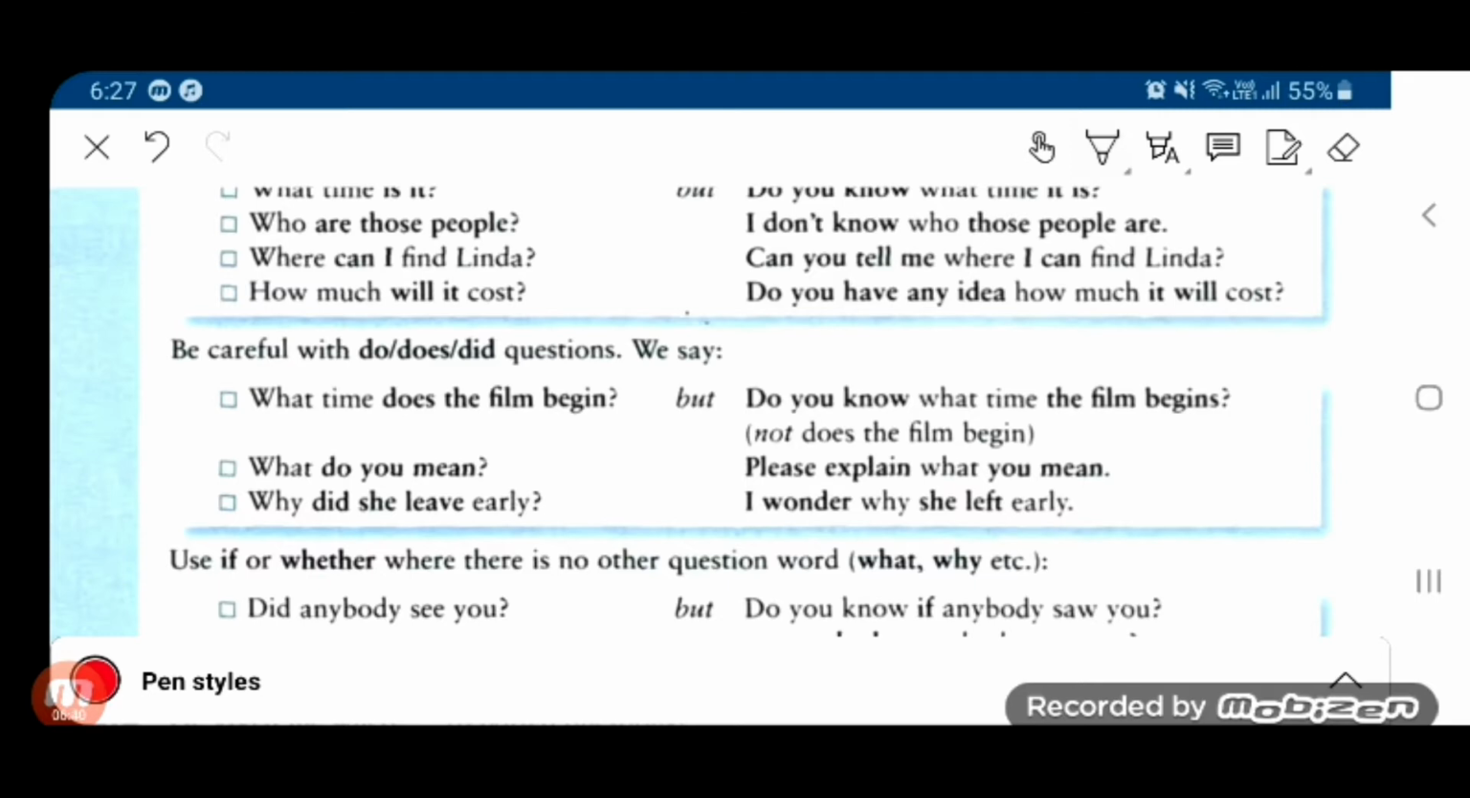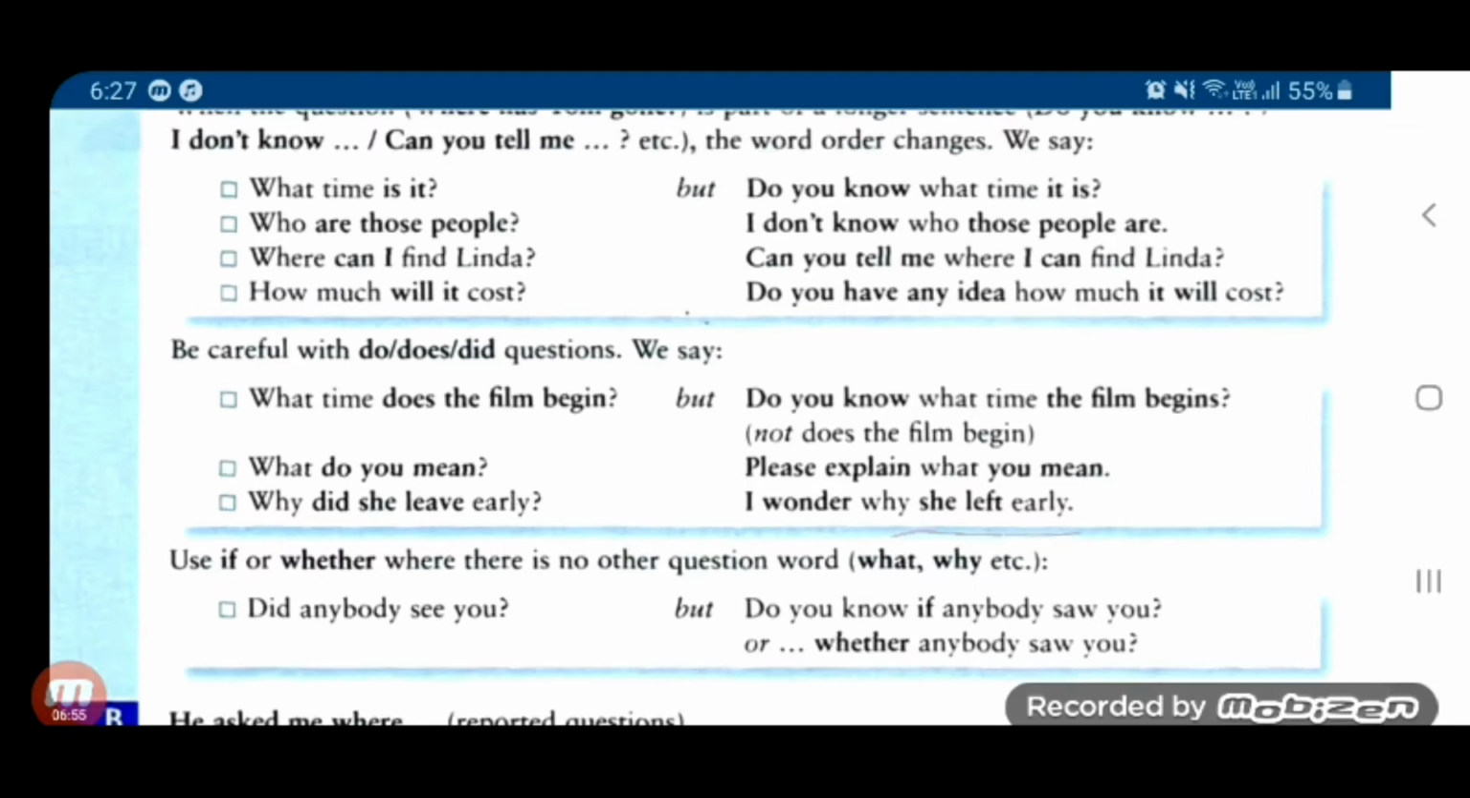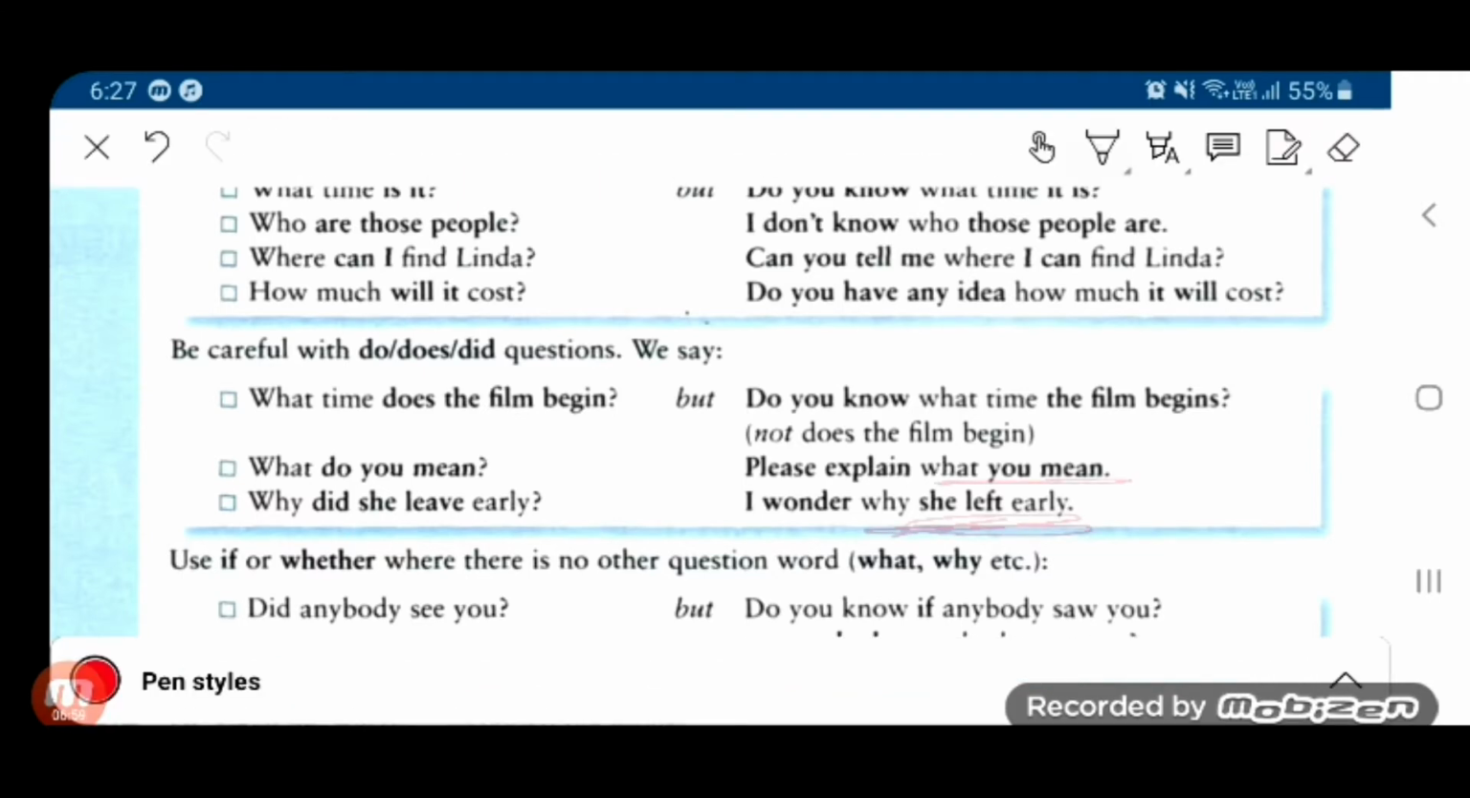Okay, so what do you mean? Please explain to me what you mean. Why did she leave early? I wonder why she left early. You can see we are not using did or does or do anywhere. Here we can see does, do, did, but here there is nothing like that.